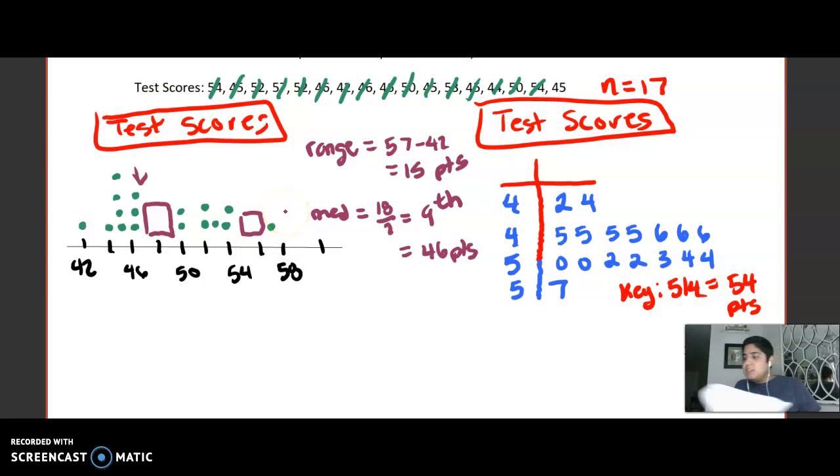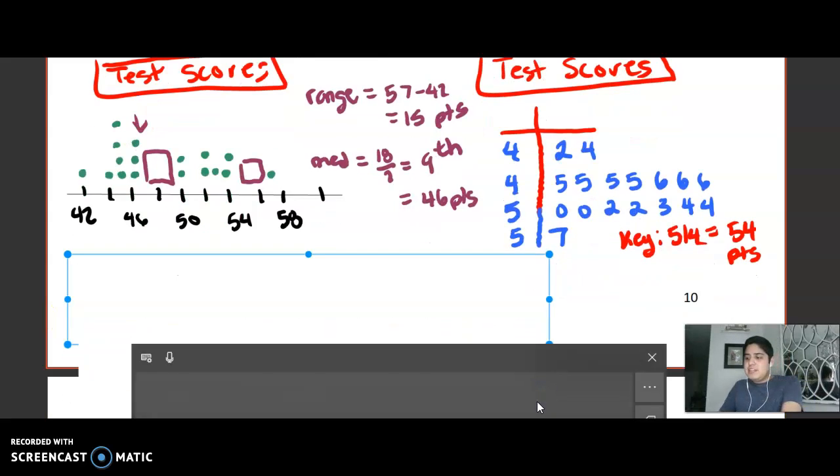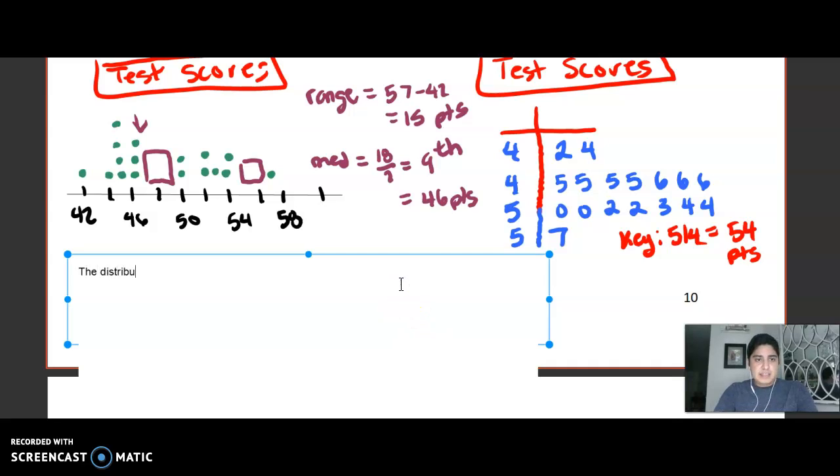All right, so we're going to take all of these sentences now, and we're going to describe our distribution. So we're going to use complete sentences now because this little scratch work here, it's not going to get the job done. We are statisticians. We are communicating what these values are. So the first important thing when describing a distribution is to give context. So the distribution of test scores has a median of 46 points and a range of 15 points.